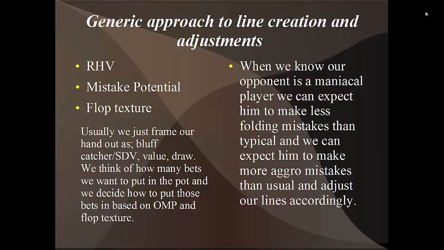We take relative hand value, whatever we think the mistake potential is on a board, based on our range, our opponent's range, our actual holding, and the flop. There's usually going to be a pretty easy line, if you think about all of this in the correct way, that's going to do the best job of putting the number of bets that we want into the pot in the way we want them to go.